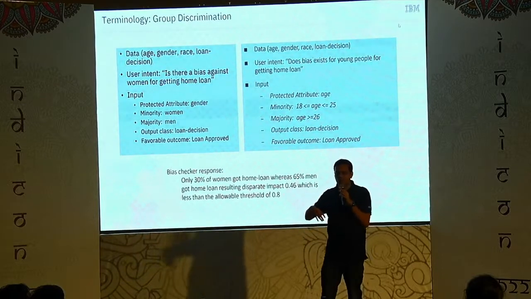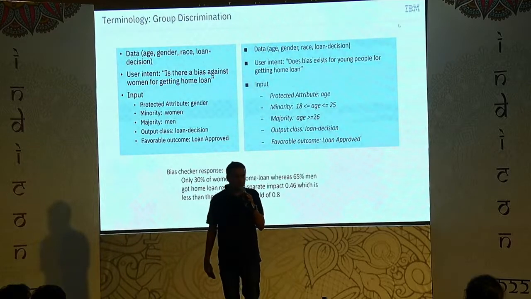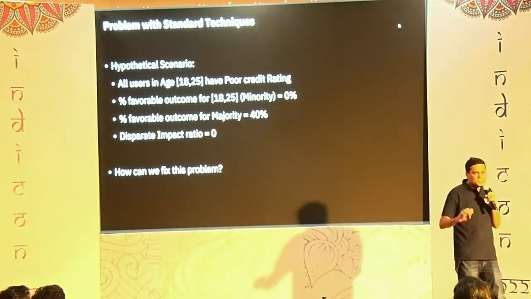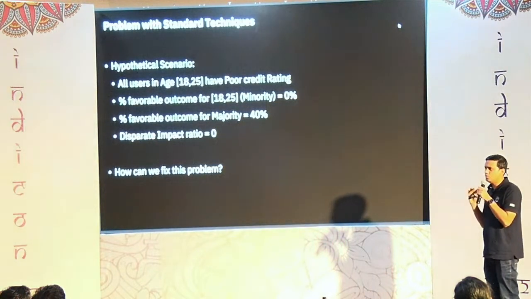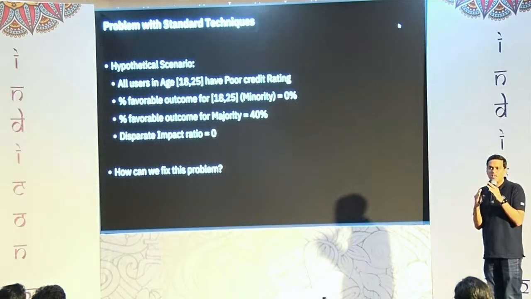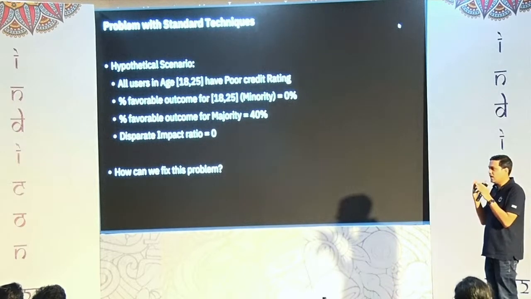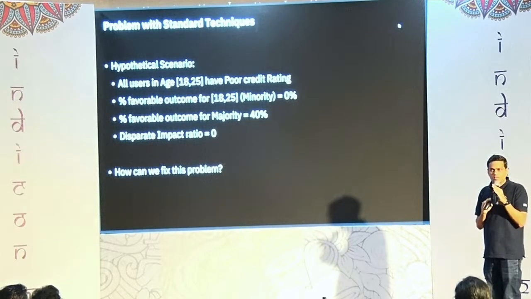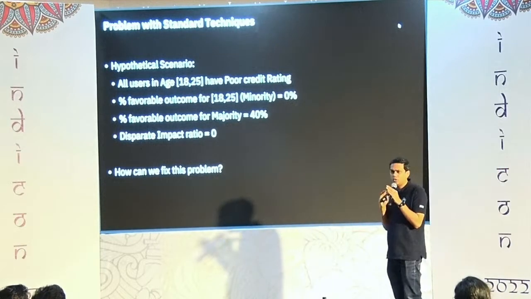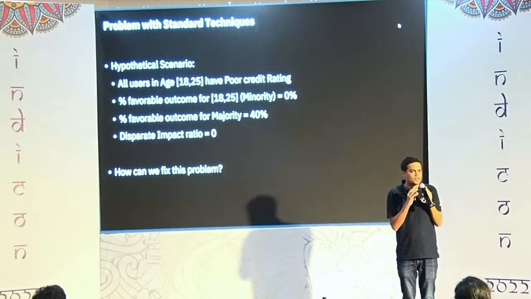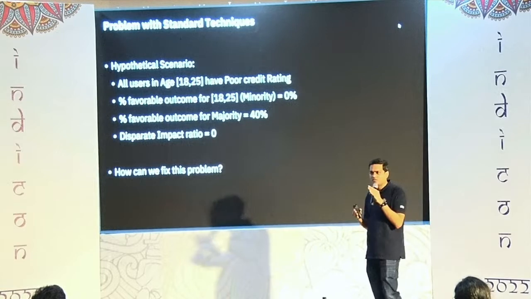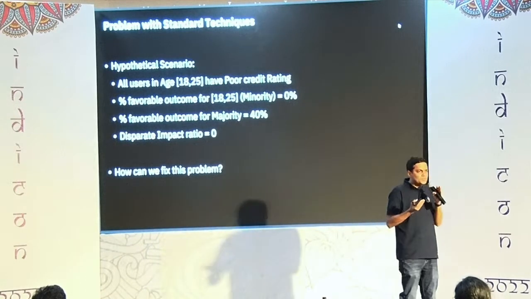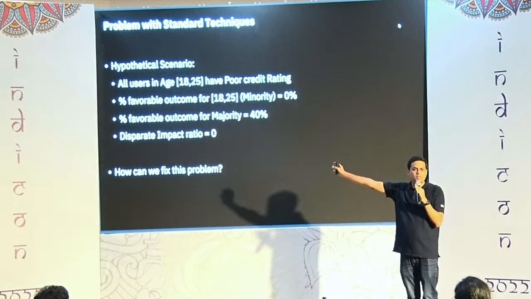We started off building a product out of it, and we encountered a real world problem. Let me explain that problem. Let's take an example where, with the same loan processing model, we want to make sure that it is being fair to people in the younger age group. So your fairness attribute in this case is age, and you want to make sure that all the applicants in the age group 18 to 25 are not being discriminated against. Now let's consider a scenario where all the people in the age group 18 to 25 have a poor credit rating. They have defaulted on some credit card loans or whatever it might be. What's going to happen is the model is going to say that because these people have defaulted and have a bad credit rating, you should not be giving loans to them. So the percentage of favorable outcome for the minority group will be 0%.